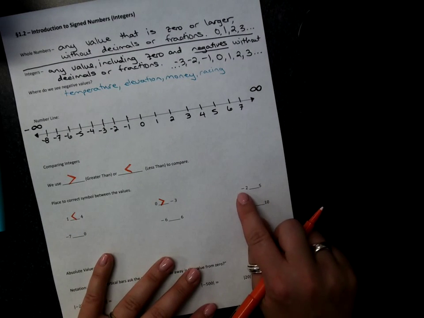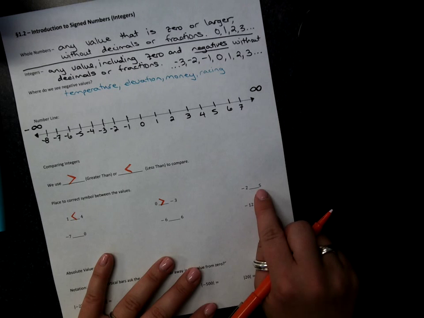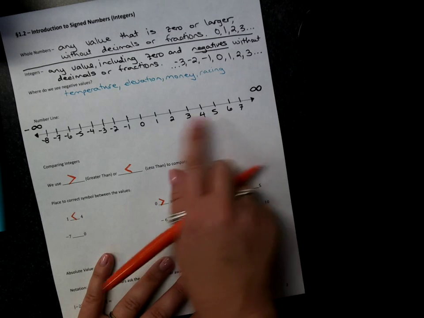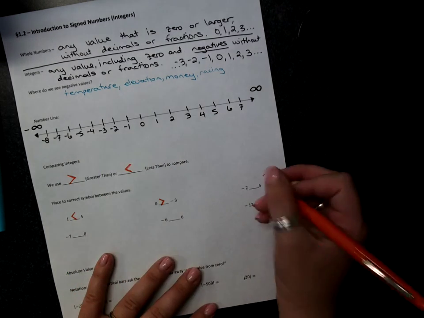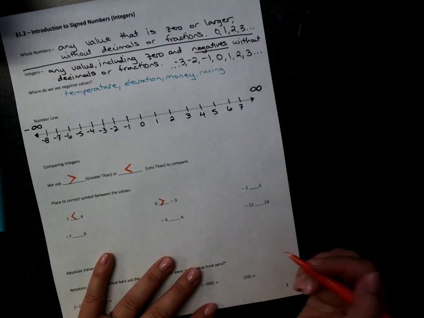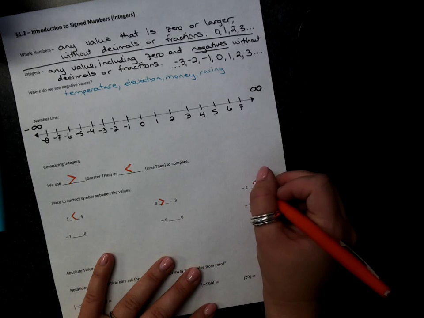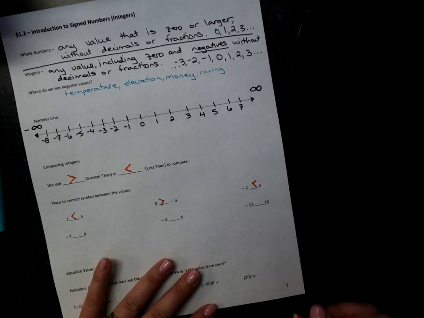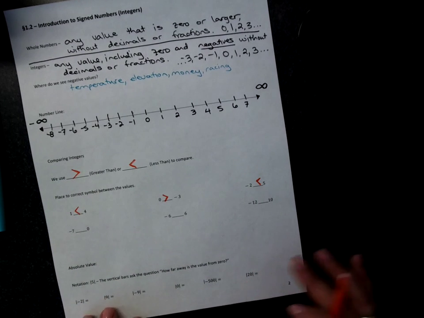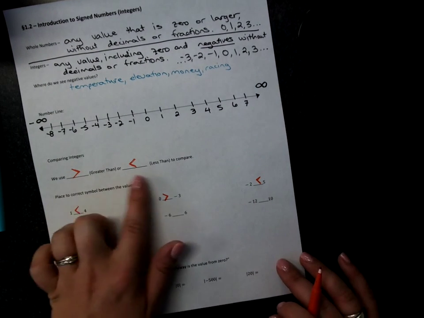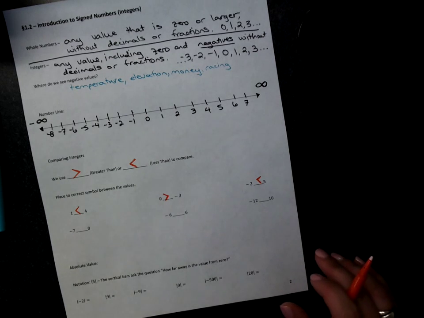The next one we have -2 and +5. +5's over here, -2's down here. Positive numbers are always bigger than negative numbers, so we open the symbol towards +5. And on your keyboard, there are these two symbols, so when you're working on your homework, you'll type those in as appropriate.